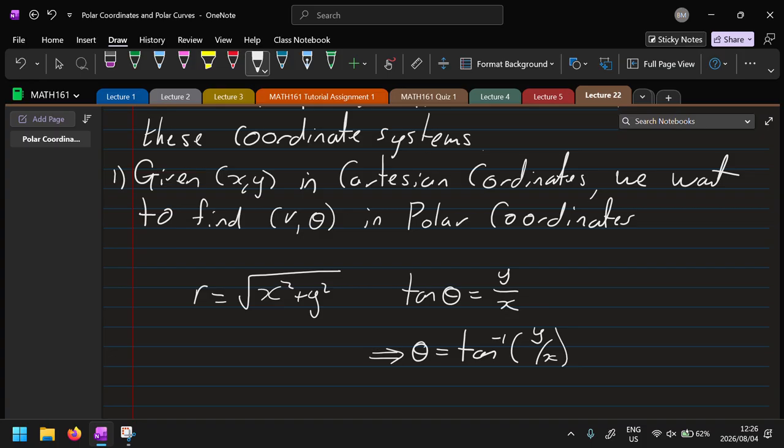So given x and y, we can calculate r and theta like this. Now we can go the other way. Given r and theta, we can calculate x and y. And that allows us to go back and forth between the two.